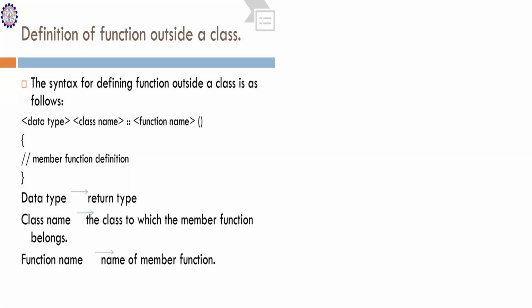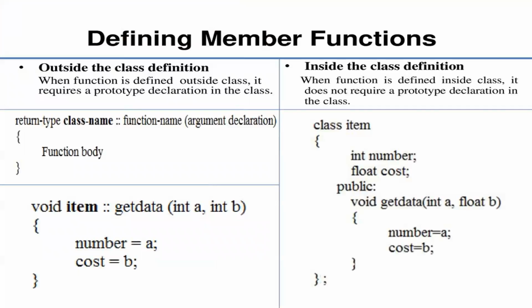This concept will be more clear, children, with this screen. Now look at the screen that we have. First on the left hand side, outside the class definition, यही दिया था हमने, रिटर्न टाइप, क्लास नेम, स्कोप रेजोल्यूशन ऑपरेटर, फंक्शन नेम, और आर्ग्यूमेंट अगर है तो कोई. void is the return type, item is the class name, scope resolution, get data is the function name, int a and int b are the local variables of get data.